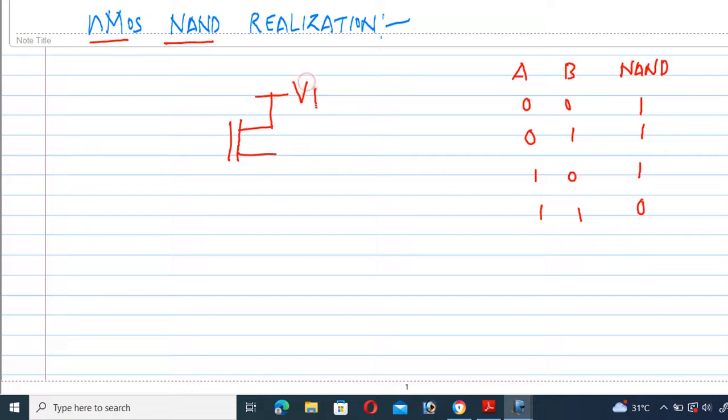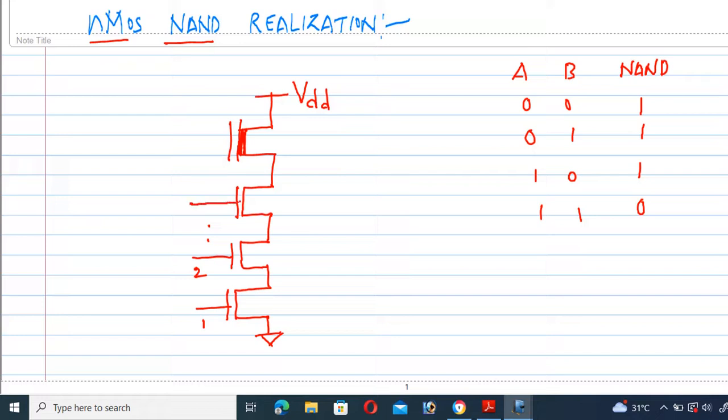It is VDD, and it is a depletion type, so I represent it with some marking like this for identification purposes. Some NMOS transistors are connected in this fashion. Let it be considered: this is the first one, second one, and so on, this is the nth one, for understanding.